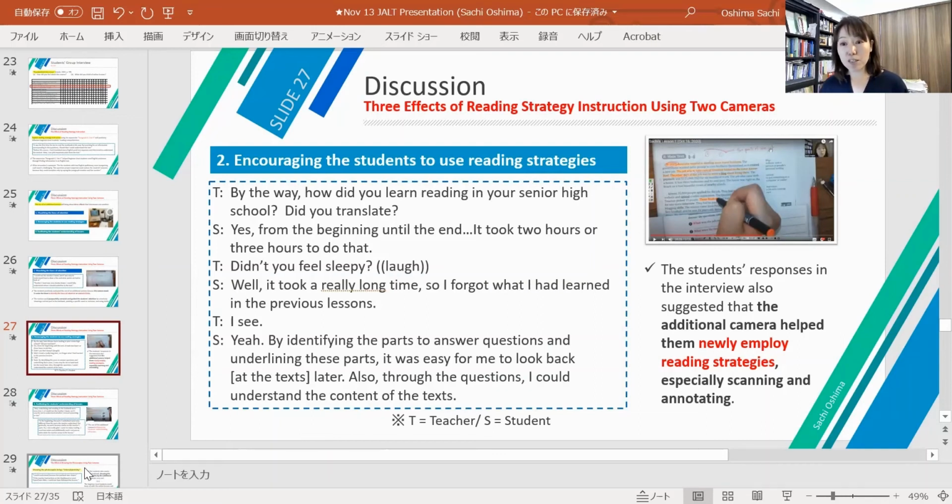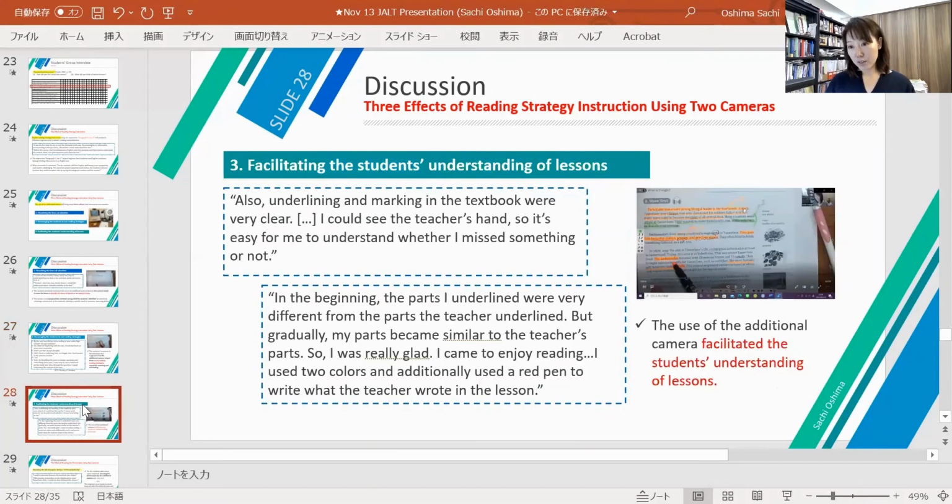So the student responses in the interview also suggested that the additional camera helped the newly employed reading strategies, especially scanning and annotating. And finally, the third point: facilitating the student's understanding of the lesson. The student comments were that underlining and marking in the textbook were very clear. "I could see the teacher's hand, so it's easy for me to understand whether I missed something or not." So the use of the additional camera facilitates the student's understanding of lessons.